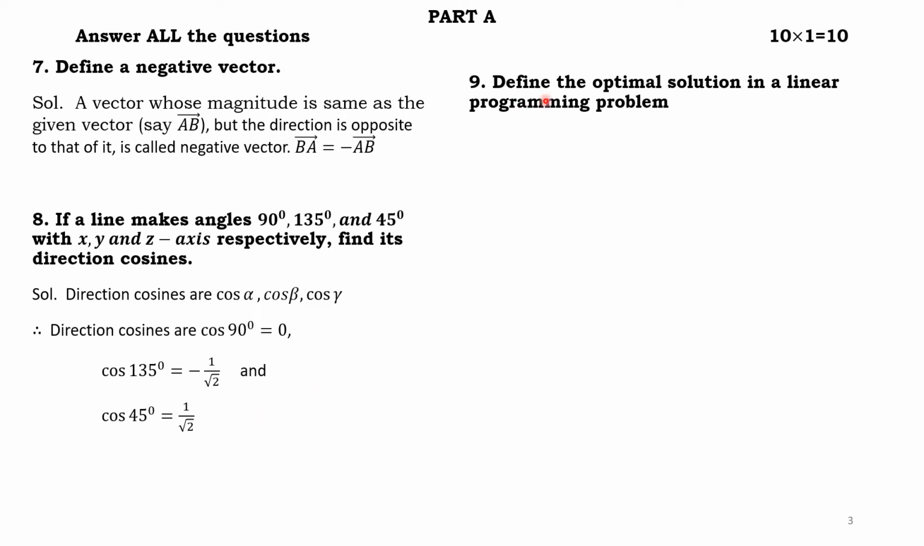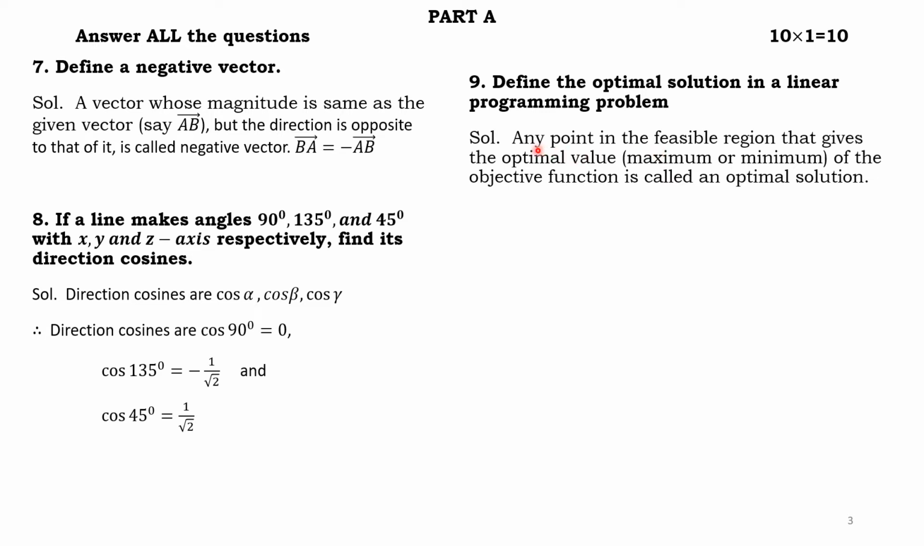Next question. Define the optimal solution in a linear programming problem. Again we have to define it. It is a definition given in the textbook. Any point in the feasible region that gives the optimal value, either maximum or minimum, of the objective function is called the optimal solution.